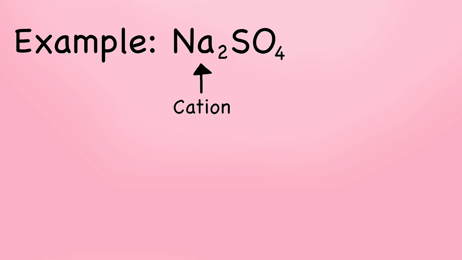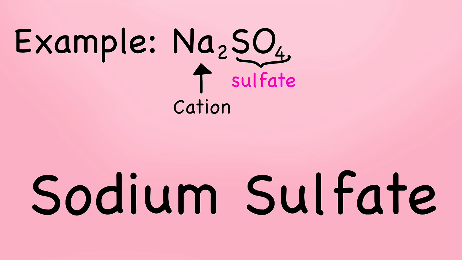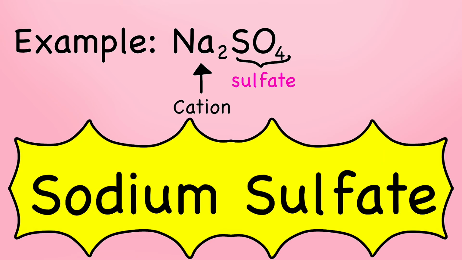Na2SO4. First, identify the cation, which is sodium. Next, look up or recall the polyatomic anion, SO4, which is sulfate. Put them together without changing the polyatomic ion's ending, and you get sodium sulfate.